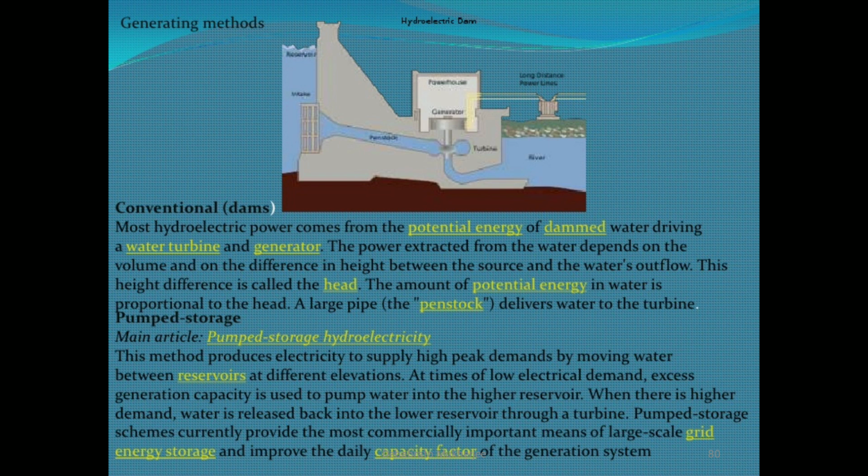If I talk about the main article, pumped storage hydroelectricity, this method produces electricity to supply high peak demands by moving water between reservoirs at different elevations. At times of low electrical demand, excess generation capacity is used to pump water into the higher reservoir. When there is higher demand, water is released back into the lower reservoir through a turbine. Again, the same process, you can say a closed loop.